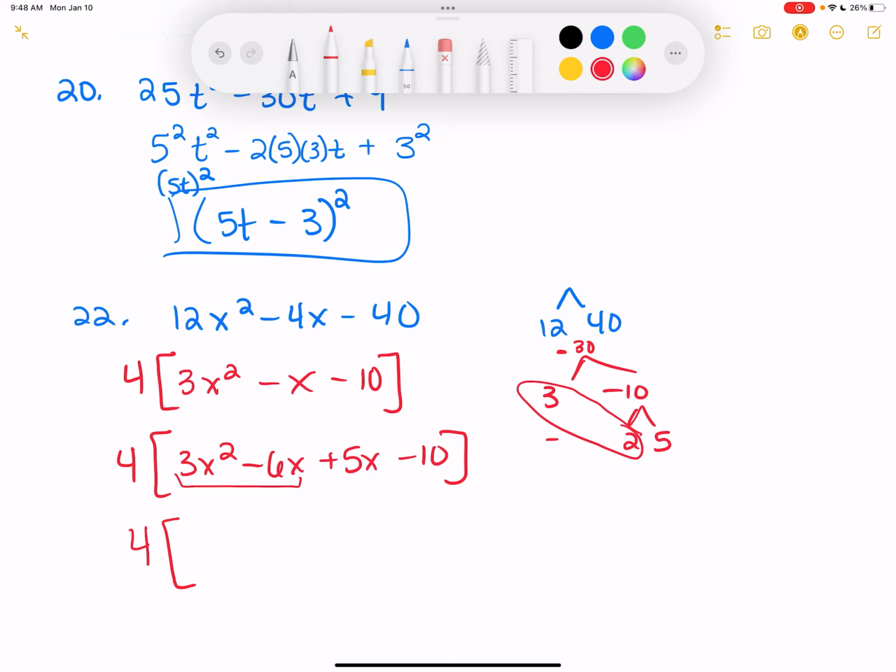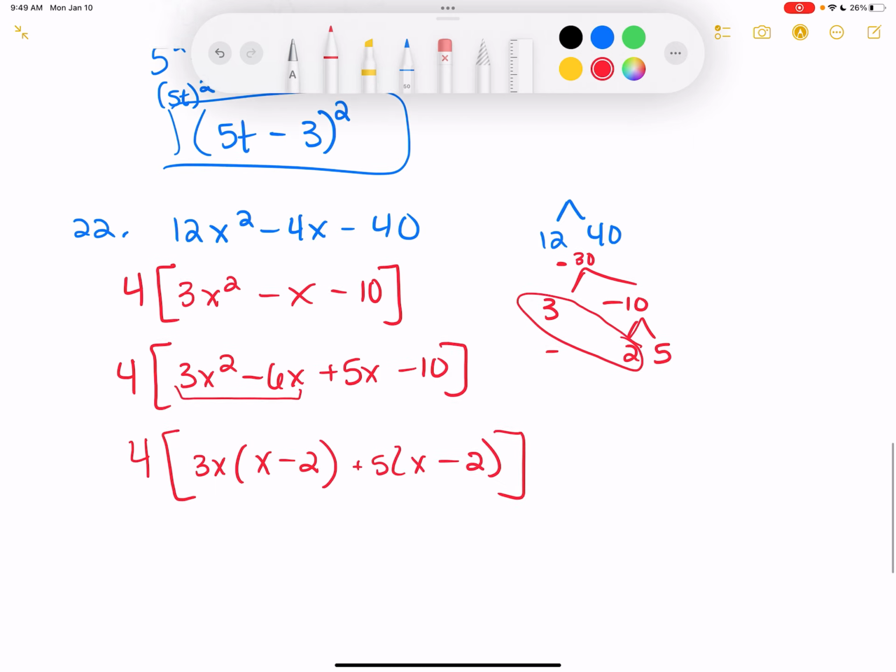So what can I take out of the first 2 for my factor by grouping? 3x. That leaves me with x minus 2. What can I take out of this one? You can take out 5. That leaves me with x minus 2. So then, don't lose the 4. 4 times, and now I'll get rid of the bracket because I'm going to switch over to parentheses. So 3x plus 5 and x minus 2.